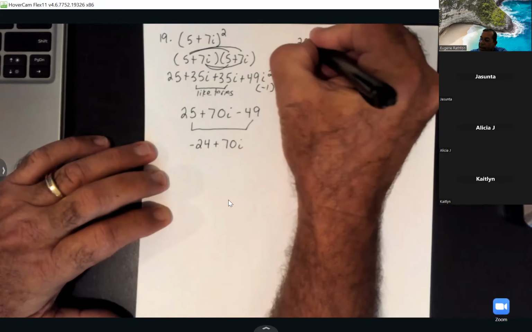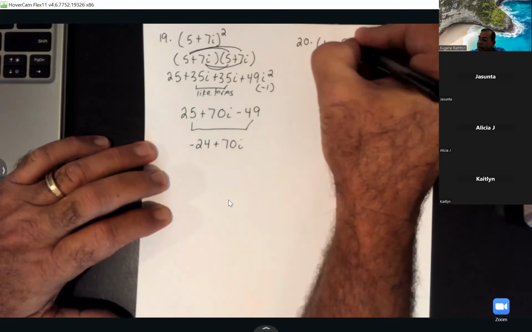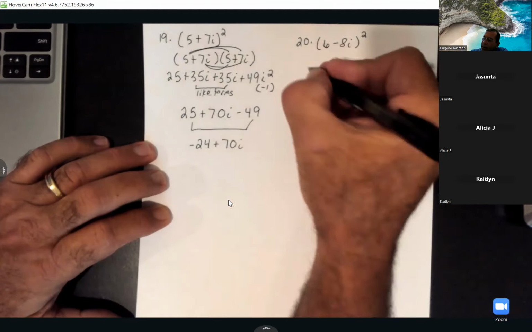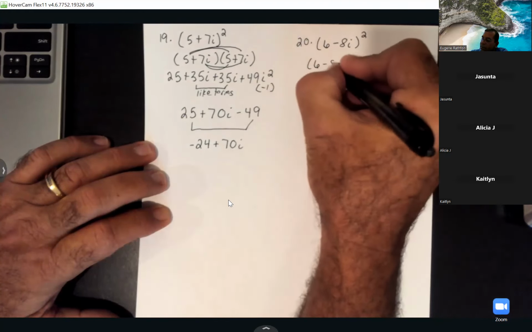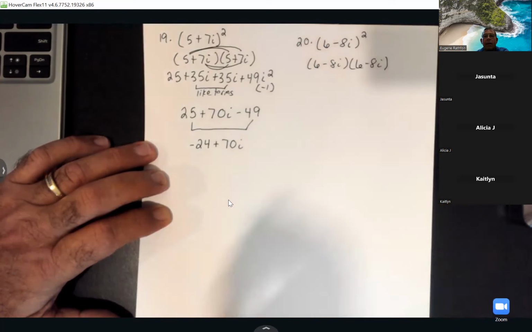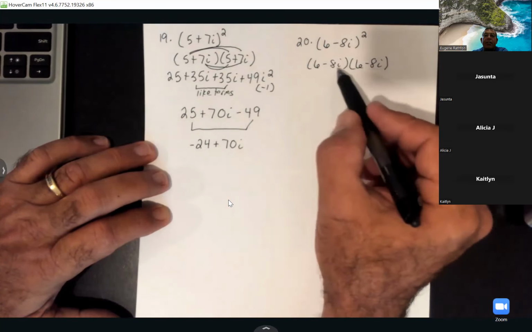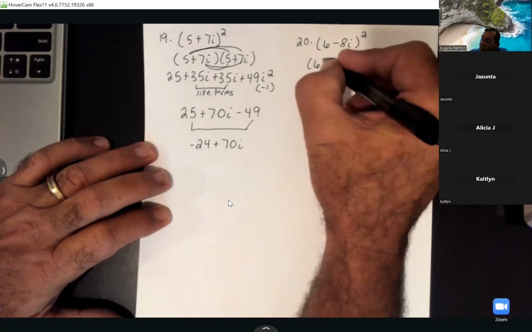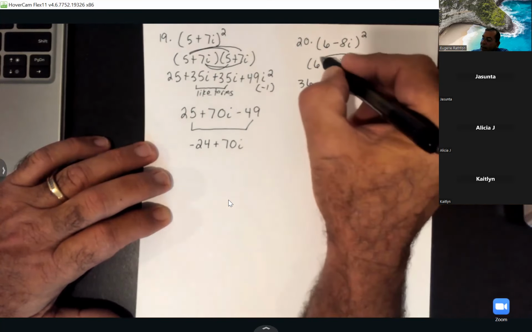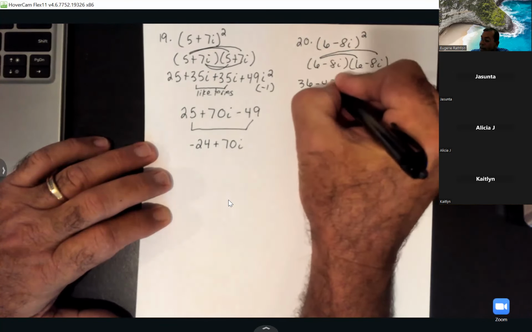And the very last one we got is the same thing. It is 6 minus 8i squared. So write that twice. And then we're going to FOIL this. So remember, these are not conjugates because they're both subtracted. So let's see what we get. 6 times 6 is 36. 6 times negative 8i is a negative 48i.